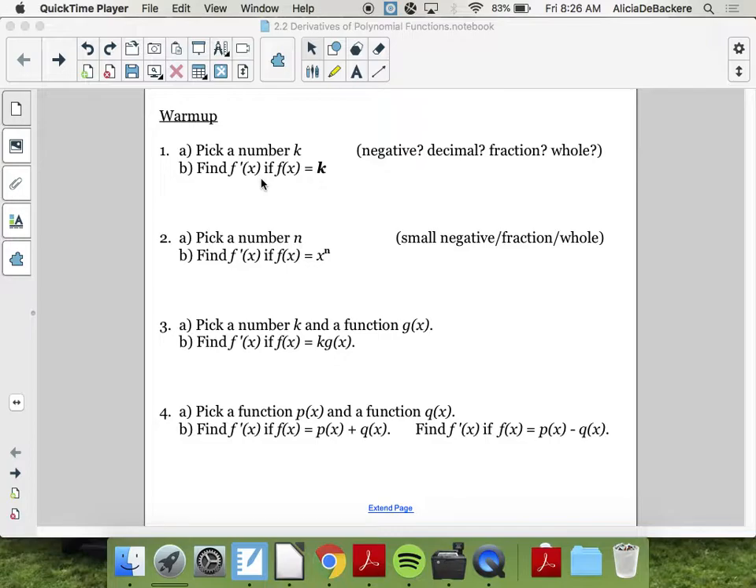And then number four, we're picking two functions, p at x and q at x, and we want to figure out, well, what's the derivative when I add those two functions or when I subtract those two functions. So you might want to pick two functions that we're more familiar with. So maybe you pick x squared. We already know that the derivative of that is 2x. And maybe you pick the one that you also picked already in number two. And then just taking the derivative now as an addition and as a subtraction. So pause the video and go ahead and do that.